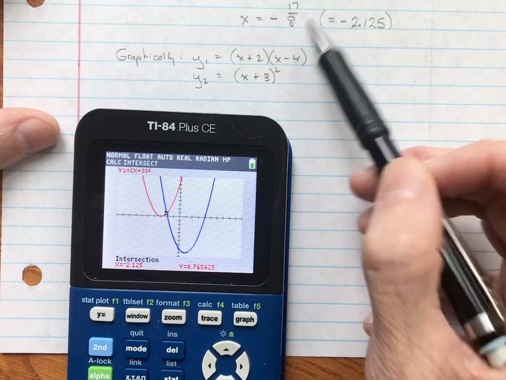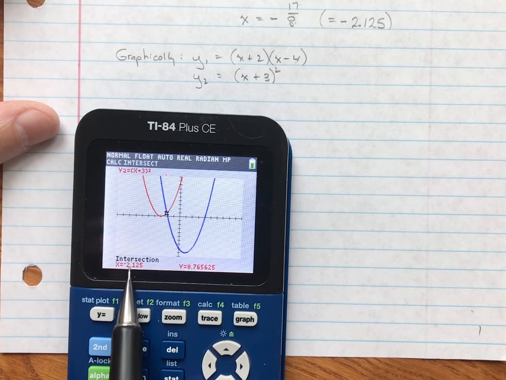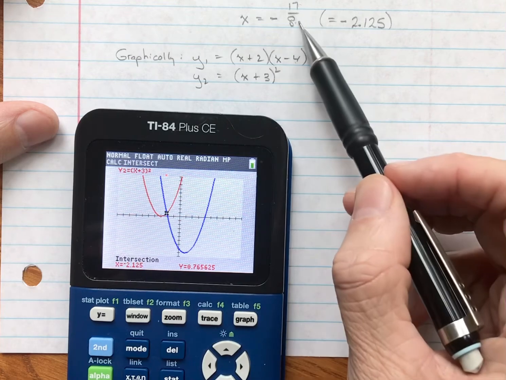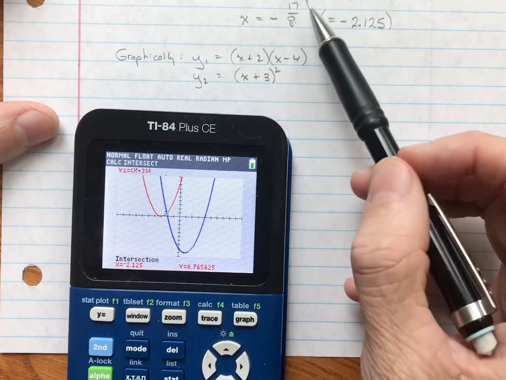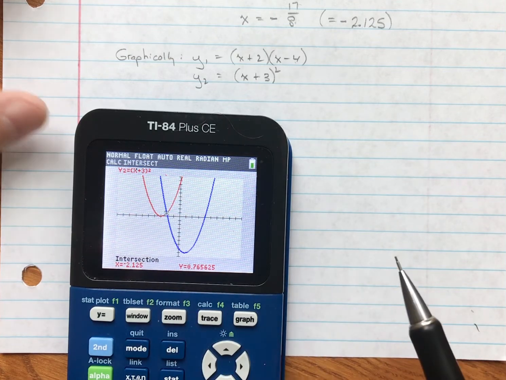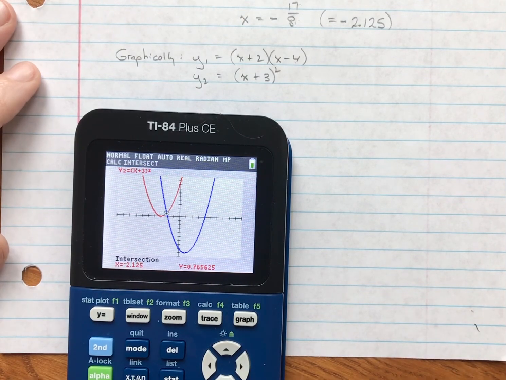That's what we have up here, negative 2.125, which as a fraction is negative 17/8. You'll notice you won't get the fraction here. You get a decimal, and sometimes that can be an approximation, so we need to be careful with that. But we just checked our answer and got negative 2.125, the same as negative 17/8. So there you have it: how to solve linear equations in one variable, both algebraically and graphically.